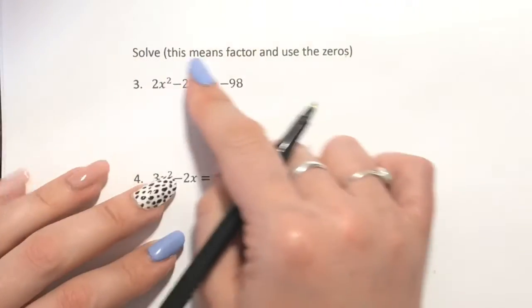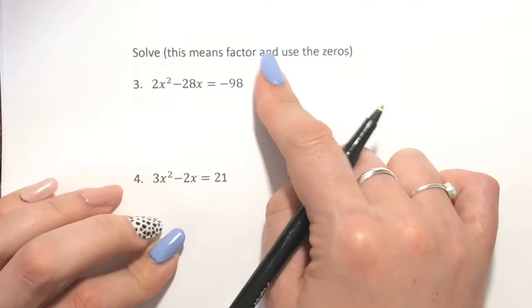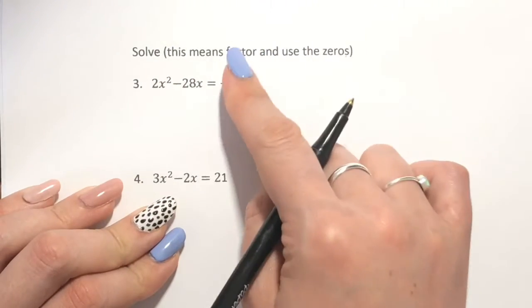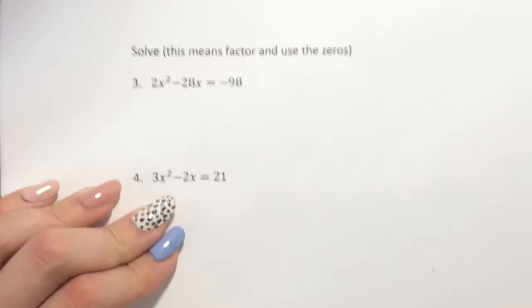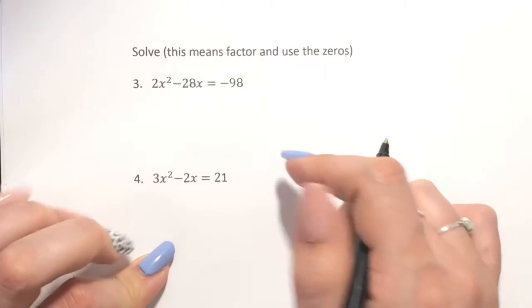Sometimes they'll just tell you to solve with, but if it says to solve, it just means to factor and use zeros. They might not necessarily tell you to do this step. They'll just say solve, but when they say that, that's what it means to do.